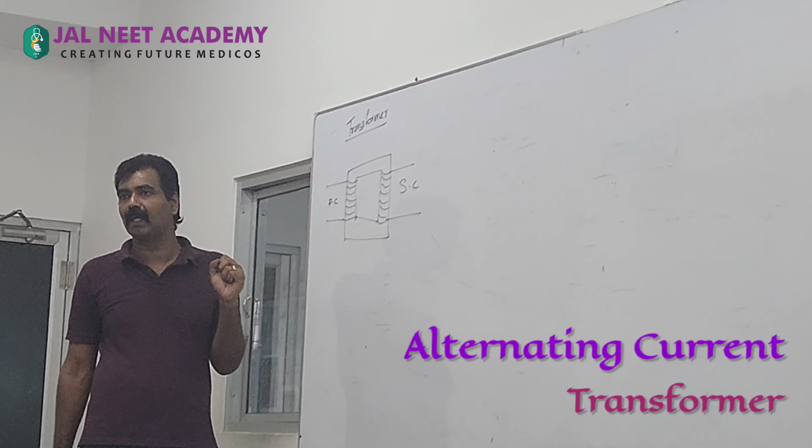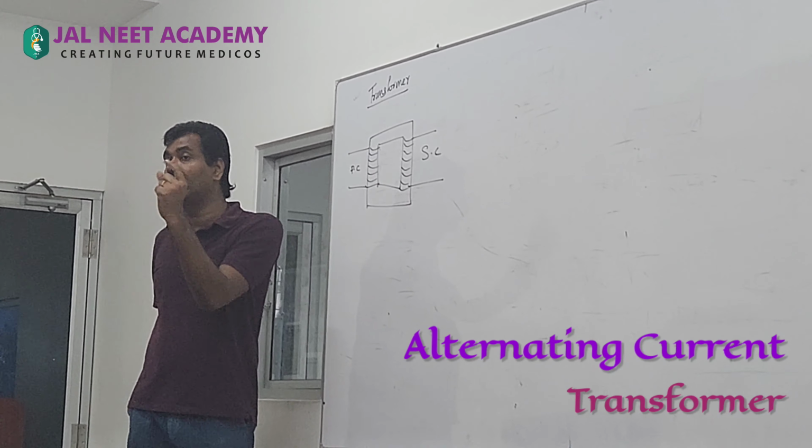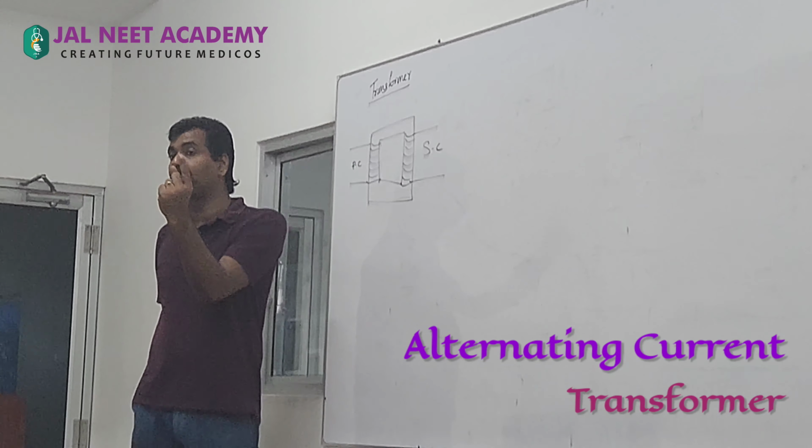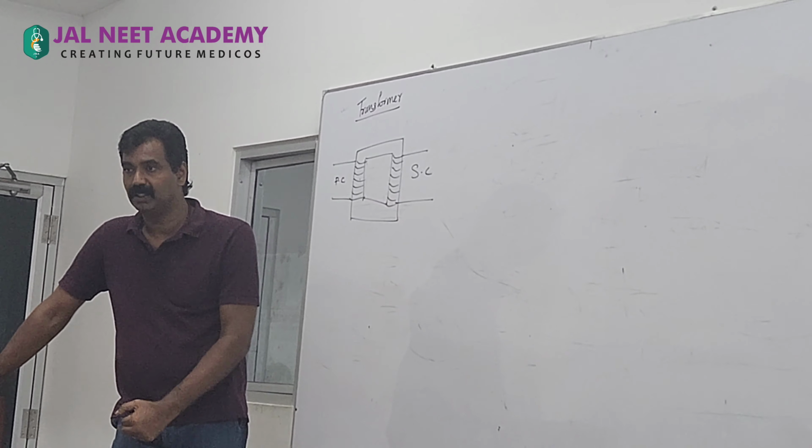Mutual induction works like this: when AC flows through the primary coil, the magnetic flux in the primary coil changes. When the magnetic flux in the primary coil changes, the magnetic flux in the secondary coil also changes.